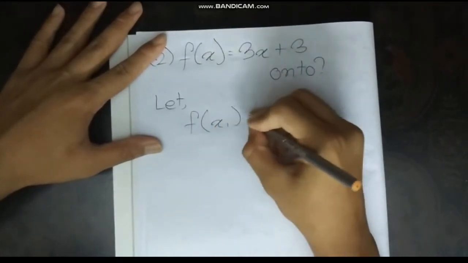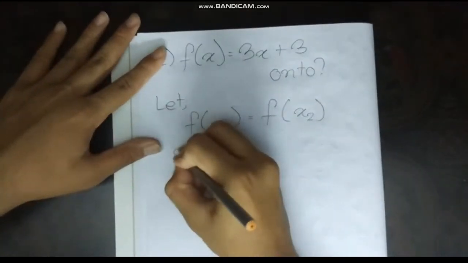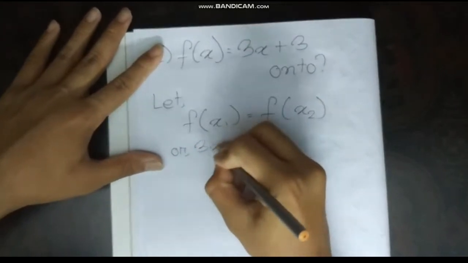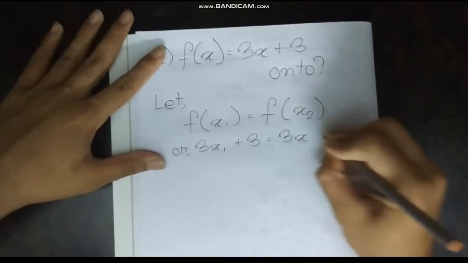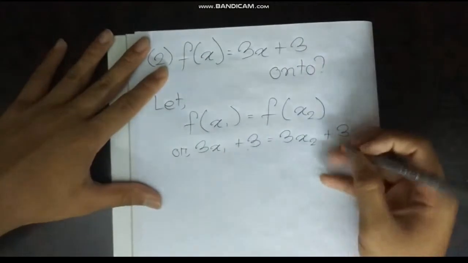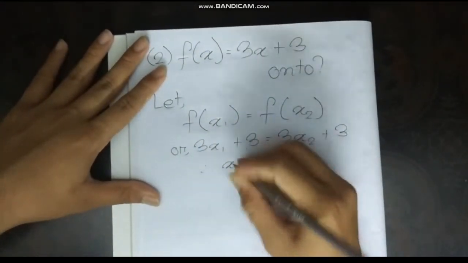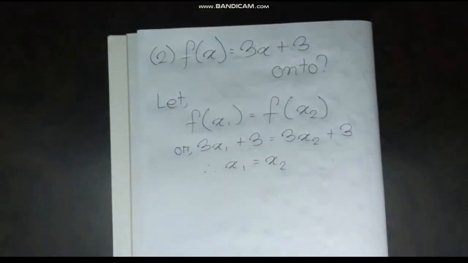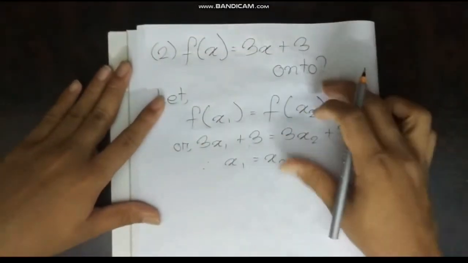Let f of x sub 1 is equal to f of x sub 2, or put the values: x sub 1 plus 3 is equal to x sub 2 plus 3. Here we have another line, cancelling these 3s and dividing by 3. So therefore x sub 1 is equal to x sub 2. That means it is one-one. Now we have to prove that it's onto.